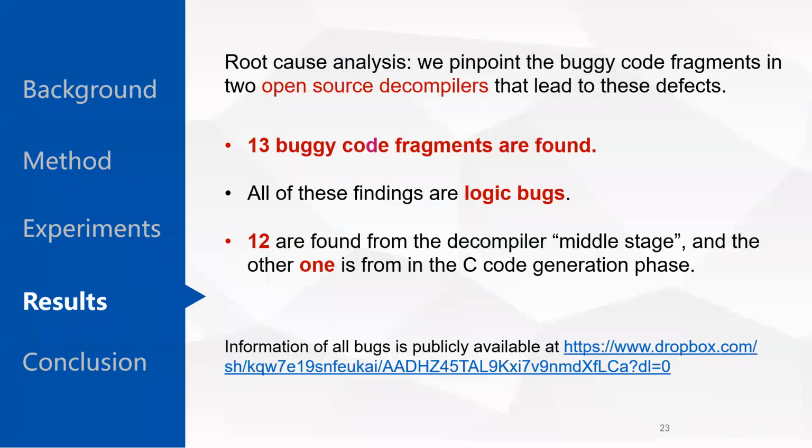To analyze root causes of errors and defects, we also pinpoint buggy code fragments in 2 open source decompilers. Overall, we found 13 buggy code fragments. All of them are logical bugs. 12 of them are found from the middle stage, and the other one is from the backend.